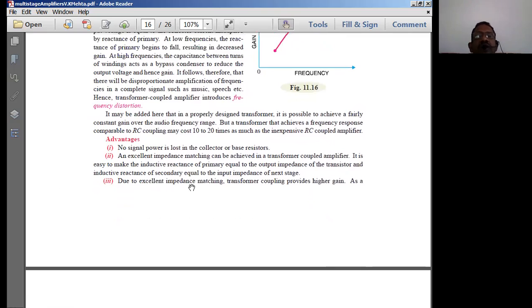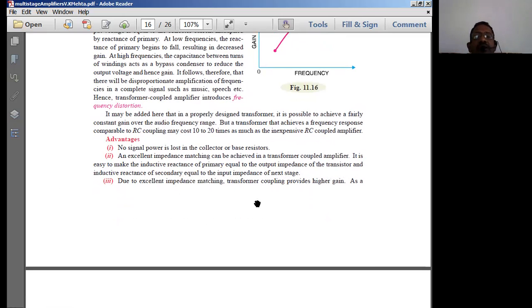Now let us come to the advantage side. What is the advantage? No signal power is lost in the collector or the base resistors. Because of impedance matching, there is no signal loss on the collector side. An excellent impedance matching can be achieved in a transformer coupled amplifier. Because of this, it is easy to make the inductive reactance of the primary equal to the output impedance of the transformer, and the inductive reactance of the secondary equal to the input impedance of the next stage.